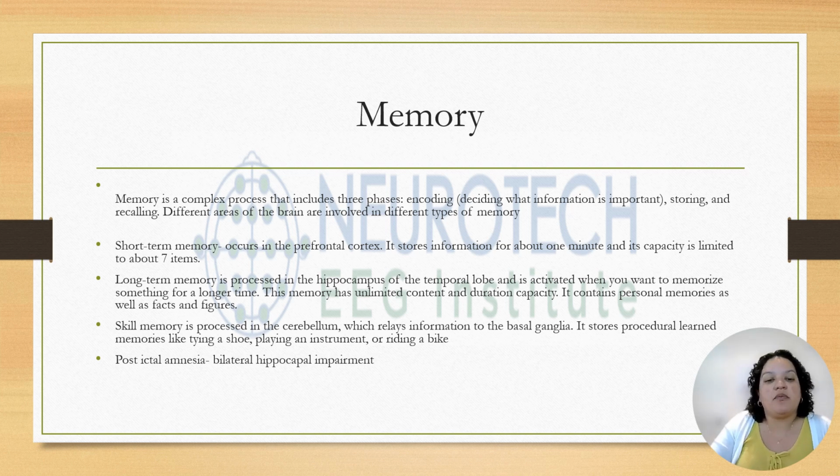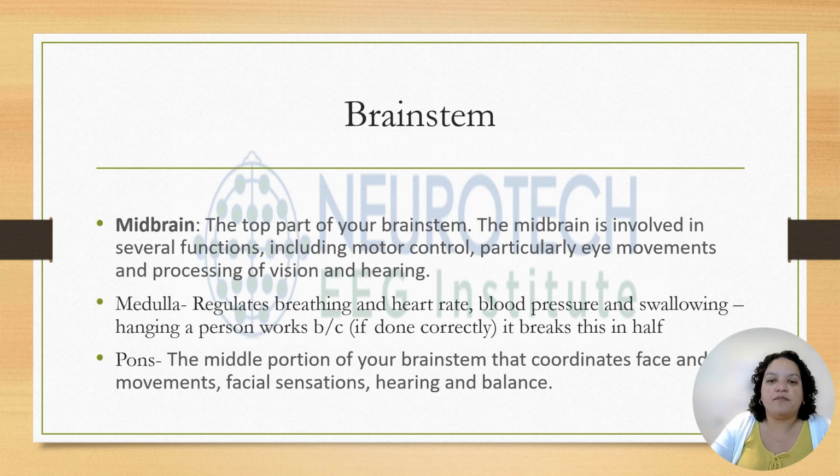And then we have the skill memory, that I want to call muscle memory, and it's in the cerebellum. And this one is going to relay information to the basal ganglia. So it's going to store procedural learned memories like tying a shoe, playing an instrument, or riding a bike. So that's what we know as muscle memory. And then if you see on the test post-ictal amnesia, this is going to be because there's a bilateral hippocampal impairment.